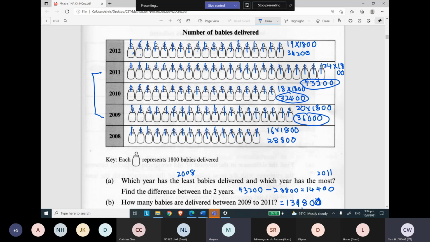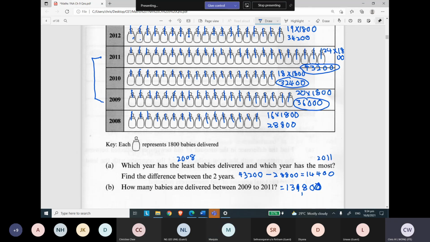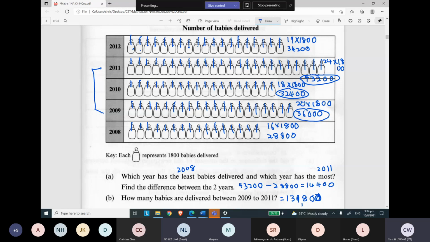What is the answer for number B? Answer B is 139,800. Am I right? They add together 2009 to 11. Correct. Is it correct? Manjula, is it correct? Can you check? Wait, let me.